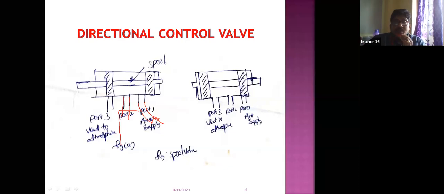There are so many applications and examples. I will tell you, such as a lifting system, that means automatic lifting of a load. I will tell you there. This directional control valve plays a major role.